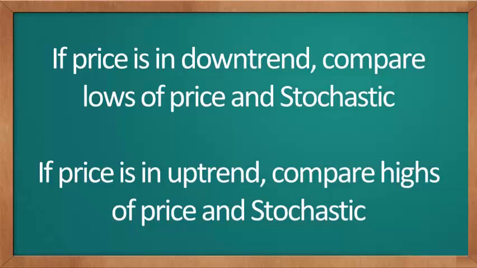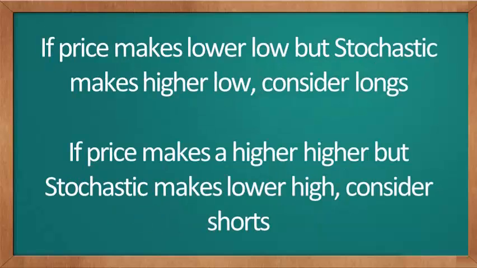If price is in a downtrend, compare the lows of the price and the lows of the stochastic. If price is in an uptrend, compare the highs of price and the stochastic. If price makes a lower low, but stochastic makes a higher low, consider longs. If price makes a higher high, but stochastic makes a lower high, consider shorts.